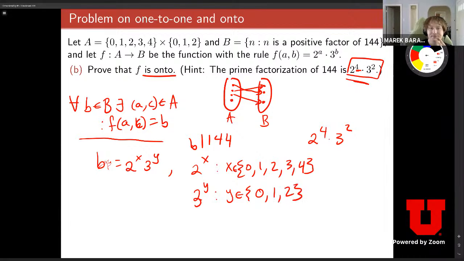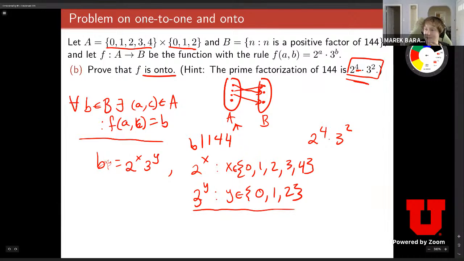So if we look here, we can see that our domain A is a cross product of these two sets. So this means that everything mapped from A is going to divide 144. So everything that divides 144 has a pre-image in A. There we go. That's the correct statement.